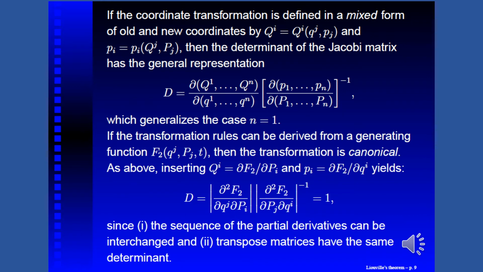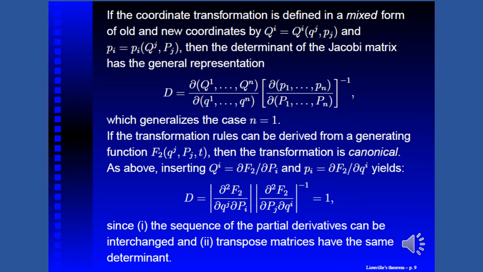If the transformation rules can be derived from a generating function f2 of small qj, capital Pj, and time, then the transformation is canonical. As above, inserting capital Qi is equal to partial f2 over partial capital Pi, and small pi is equal to partial f2 over partial small qi, yields capital D is equal to the determinant of partial square f2 over partial qj partial capital Pi into the determinant of partial square f2 over partial capital Pj partial small qj, whole power minus 1, and that gives the value equal to 1.